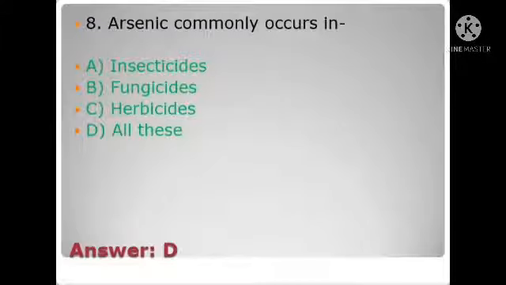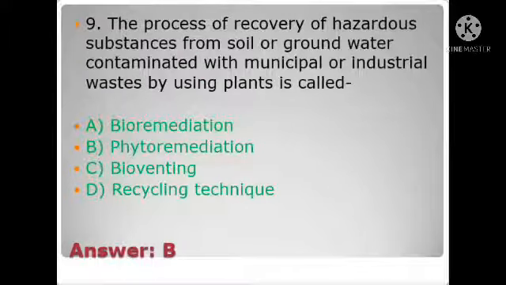Number 8. Arsenic commonly occurs in insecticides, fungicides, herbicides. The answer is option D, all of this. Number 9. The process of recovery of hazardous substances from soil or groundwater contaminated with municipal or industrial waste by using plants is called. The answer is option B, phytoremediation.